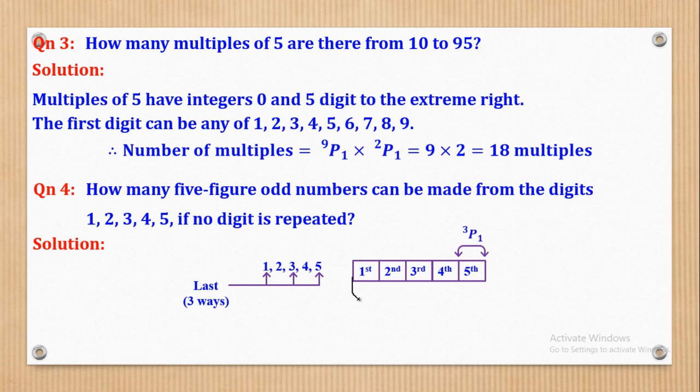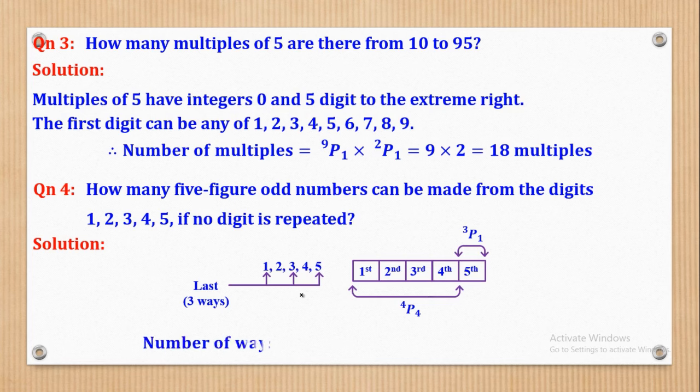Then these ones, you can pick any. So when you pick 1, you remain with 1, 2, 3, 4. So you have 4 objects to pick to fill these 4 spaces. Therefore, it will be 4 permutation 4.